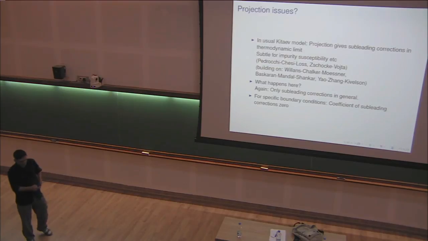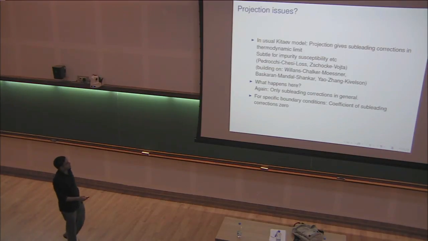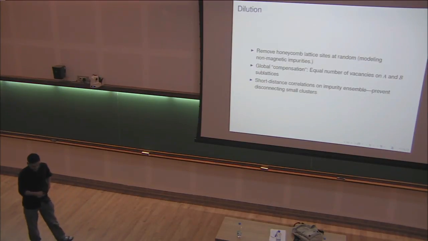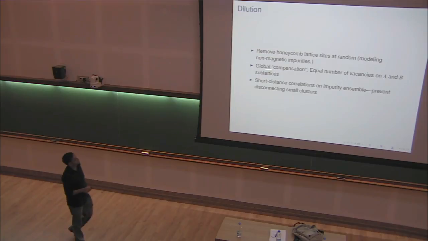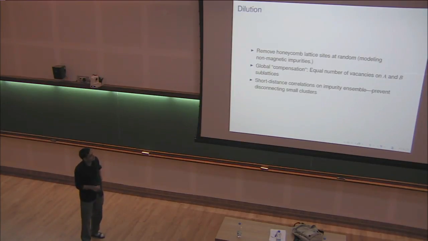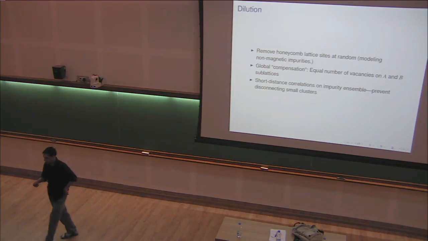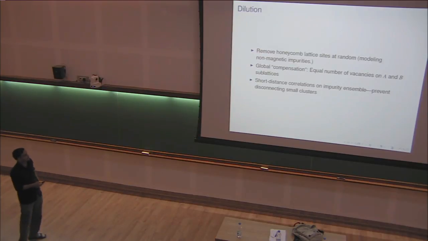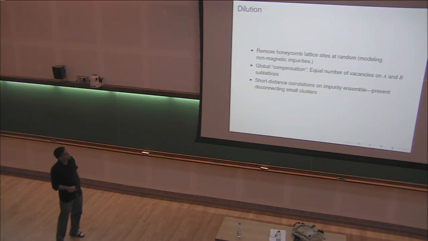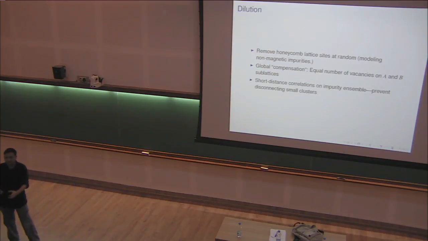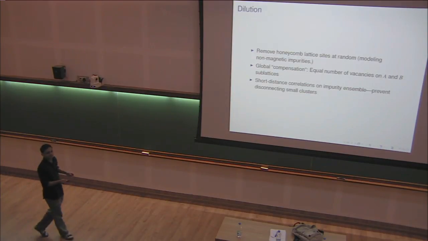And there's some subtleties with projection that I'll not go through in the interest of time. Vacancies are modeled simply by removing the corresponding honeycomb lattice sites, and we are careful to impose some sort of global compensation, so there's an equal number of vacancies on A and B sublattices, otherwise you get some trivial effects that you don't want to look at. And we put in some short distance correlations in the impurity ensemble to prevent the system from disconnecting into small clusters, which would also be a sort of trivial effect.